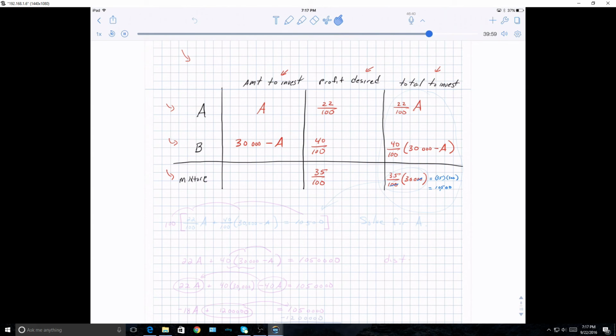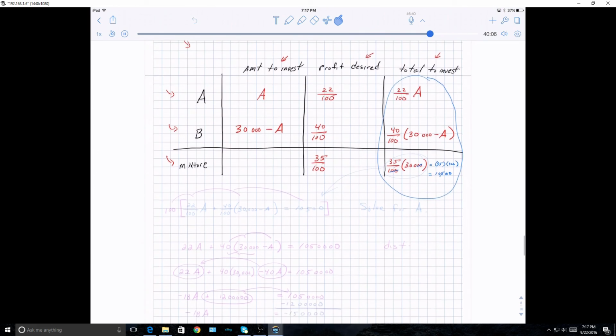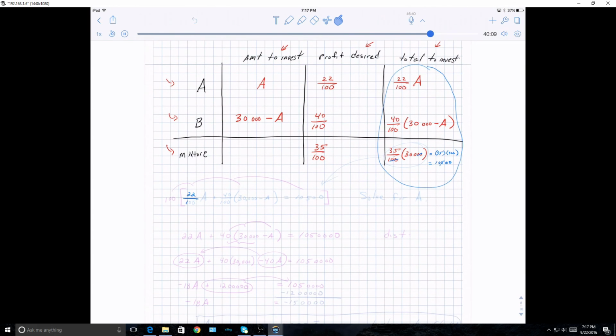So all we have to do now is take the last column and solve. So if I rewrite this down, I'll keep it all in blue. So that's 22/100ths A plus 40/100ths of what's remaining must be equal to 10,500.